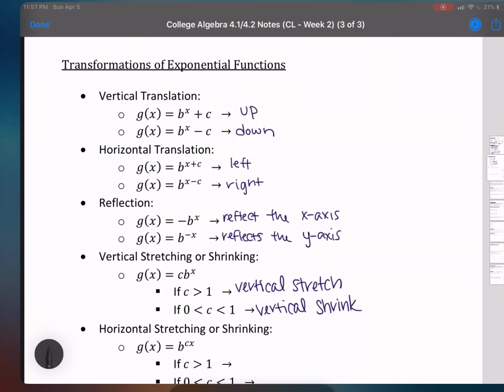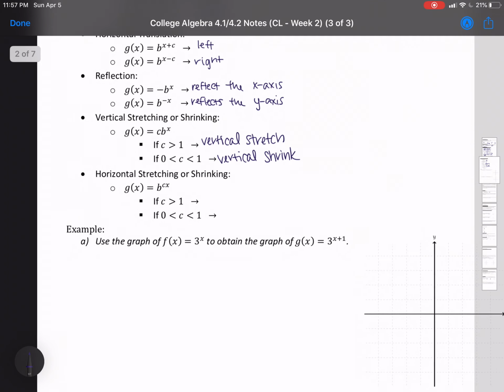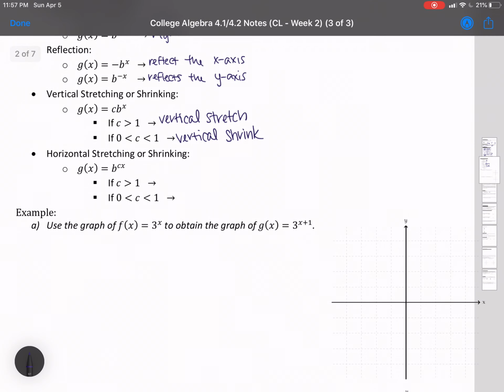Okay, and then if we're multiplying in the exponent, remember this is always backwards, so if c is greater than 1, this is a horizontal shrink. And if it's a fraction, it's going to be a horizontal stretch.